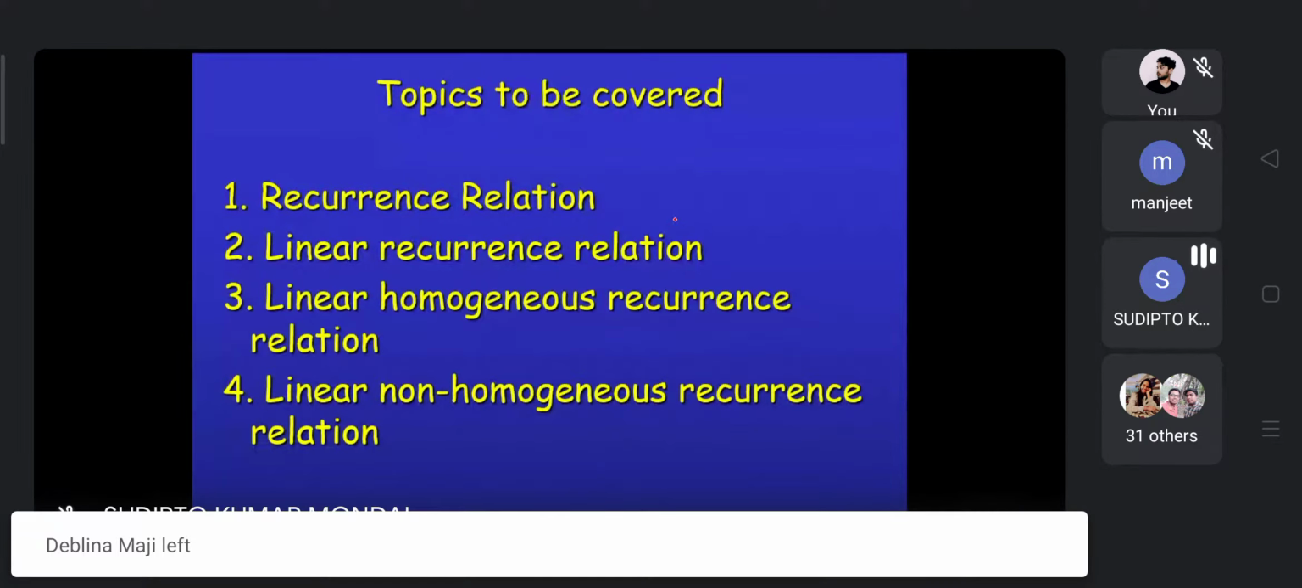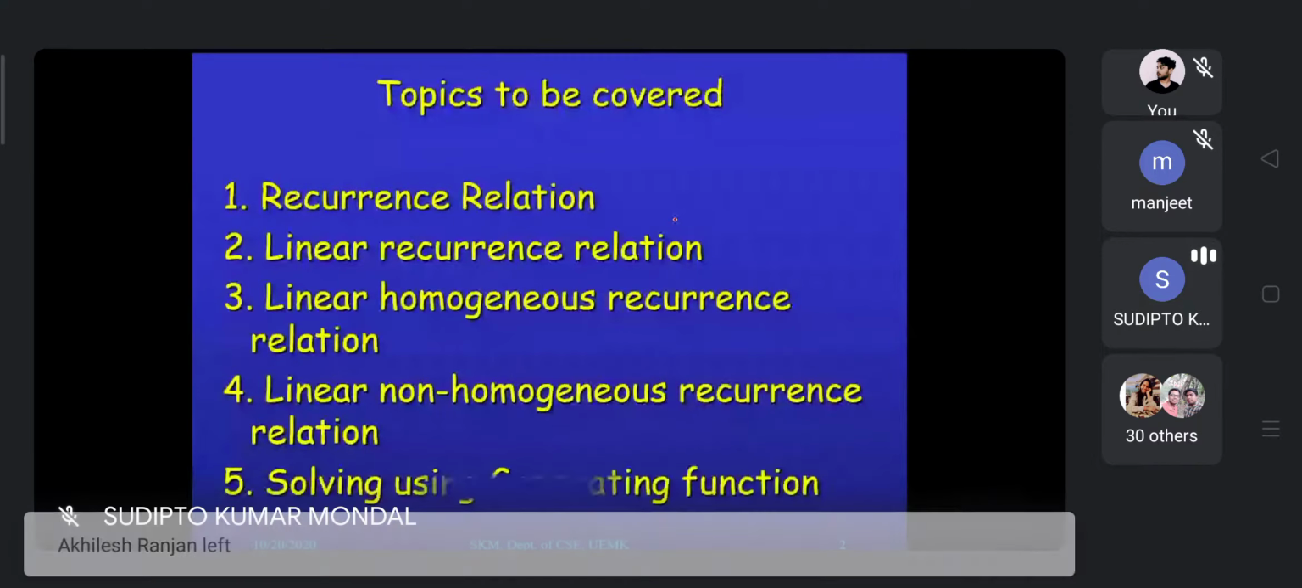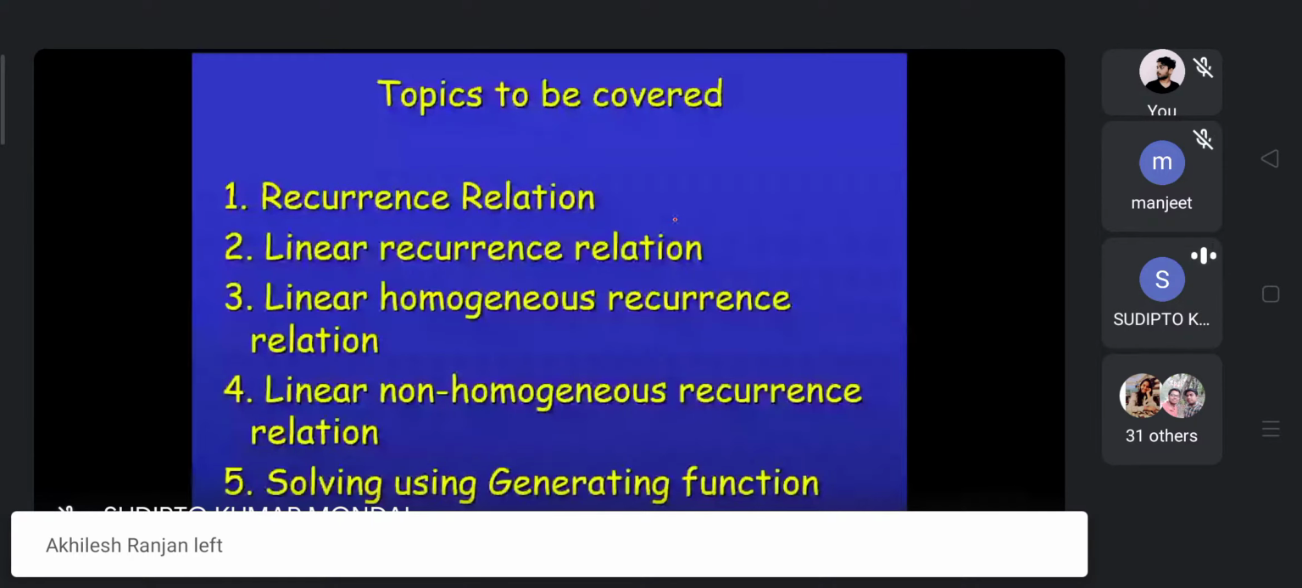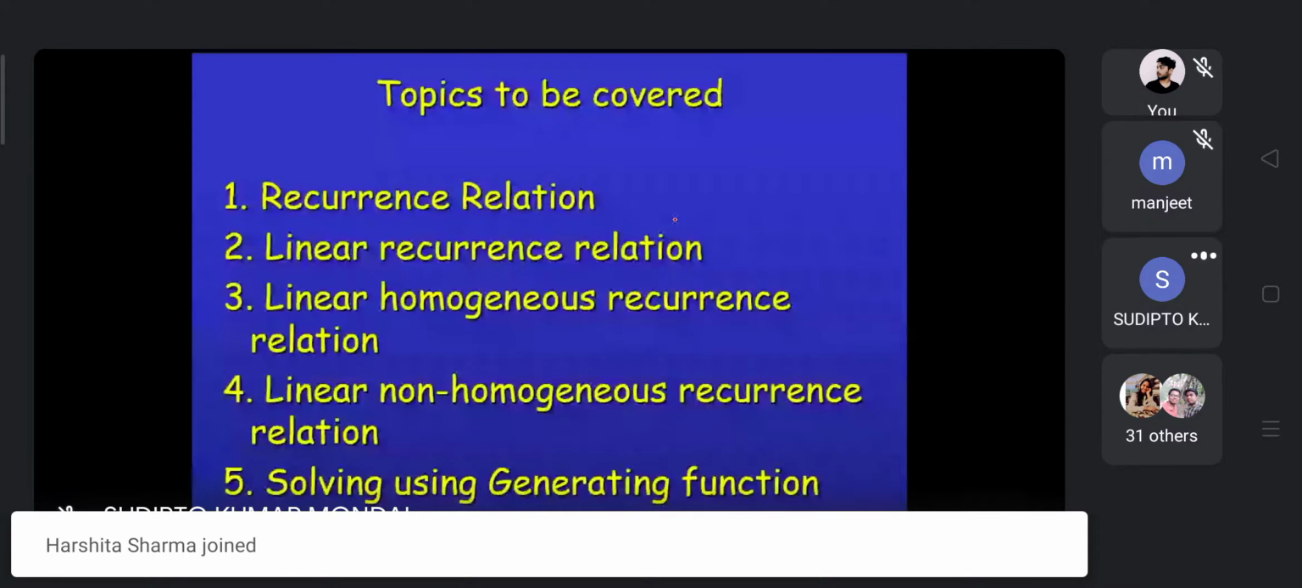Non-linear recurrence relation we will not discuss, and the different categories of linear recurrence relation again we will discuss in due course of time. And finally, one more thing we will discuss, that is how to solve a recurrence relation using generating function. So these are the primary topics with respect to this recurrence relation.